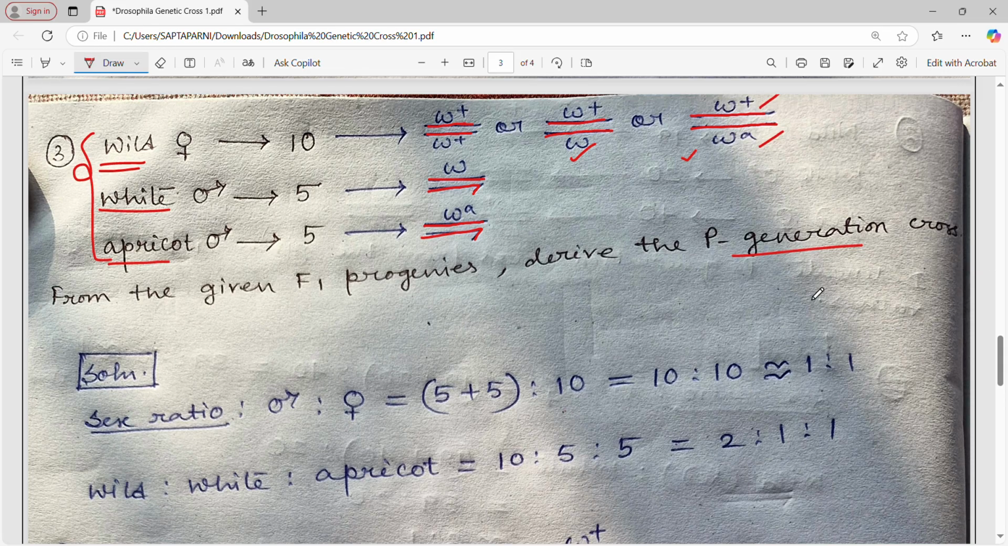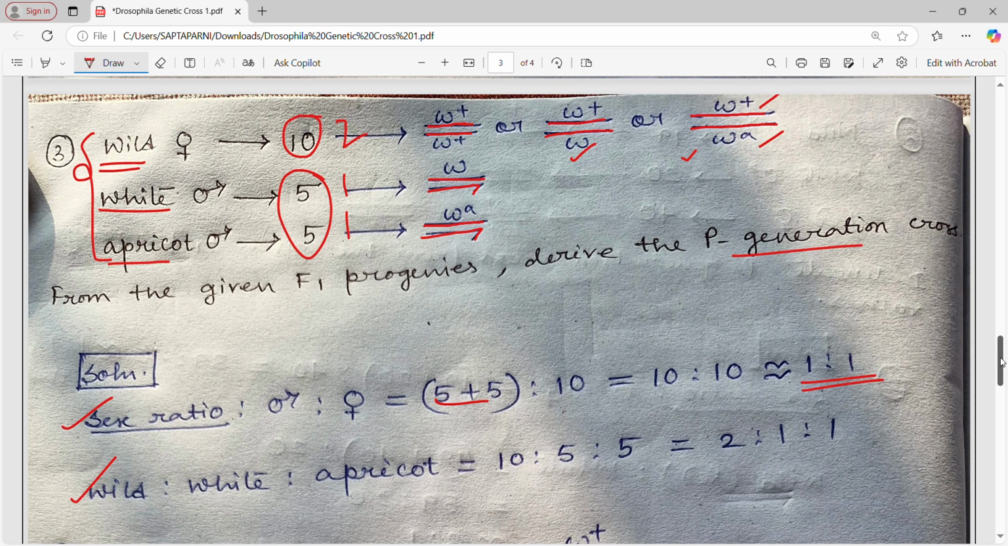So first of all, we have to look into the sex ratio. The sex ratio is male to female equal to how many males are there? 5 plus 5, 10, and how many females are there? 10 females. So it is 1:1. That means there is no lethality. Now let's derive the phenotypic ratio also. Wild type to white to apricot equal to 10 to 5 to 5. That is 2:1:1. Okay. Now let's derive the cross.